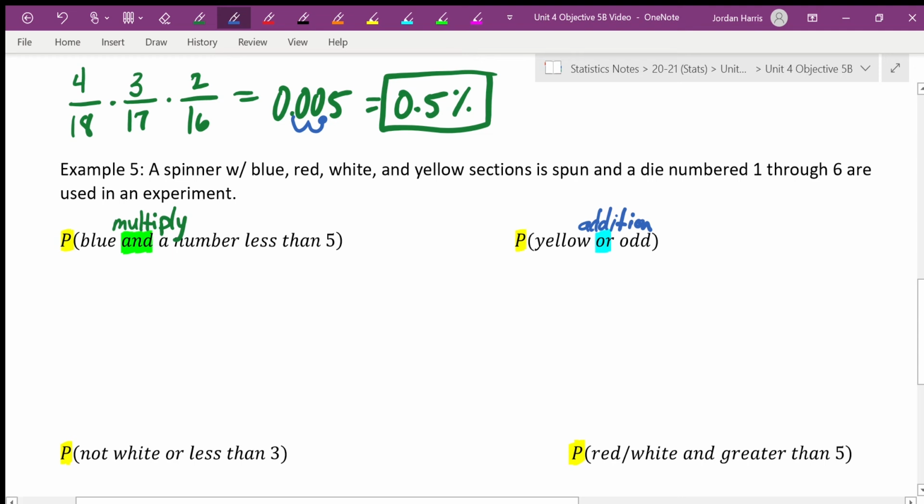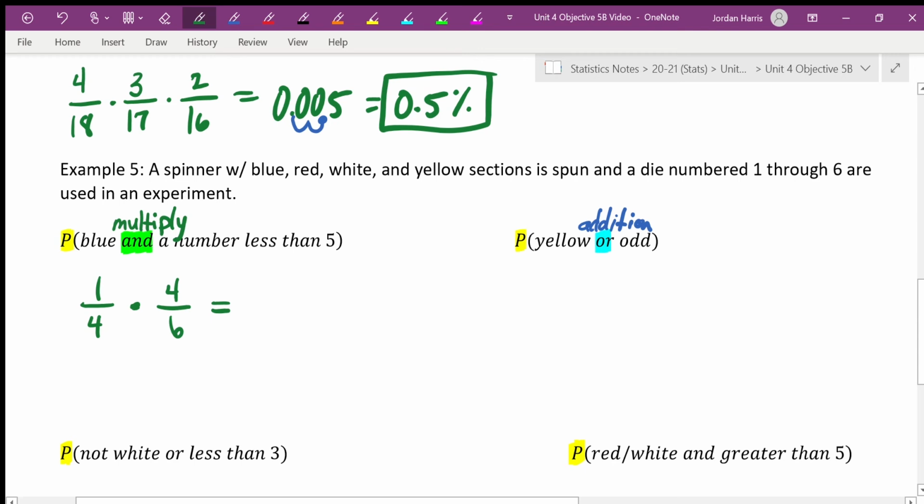All right, the first and says, what is the probability of getting a blue on the spinner and a number less than 5? So it's multiply. I'm having 2 things that I am multiplying together. First is blue on the spinner. If I look at the spinner, I have 4 outcomes possible. One of them is blue. 1/4 chance of getting blue. The number less than 5, so I have 1 through 6. What numbers are less than 5? 1, 2, 3, 4. Those are the only numbers less than 5, so it's 4 out of 6.